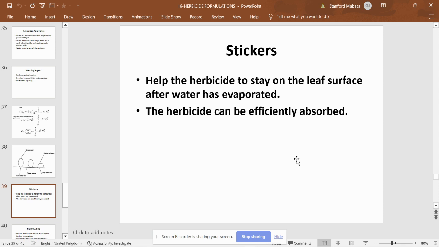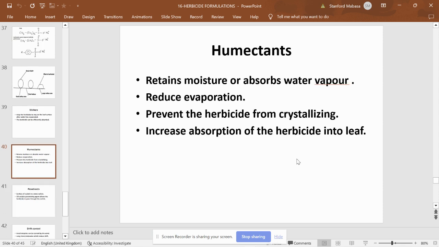Stickers help the herbicide to stay on the leaf surface after water is evaporated. The herbicide can be efficiently absorbed. Humectants, these retain moisture or absorb water vapor, reduce evaporation, prevent the herbicide from crystallizing, increase absorption of the herbicide into the leaf.